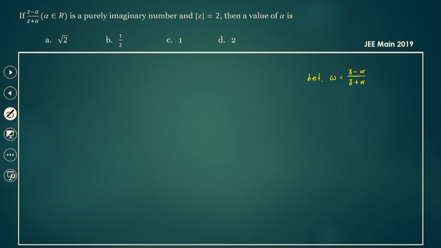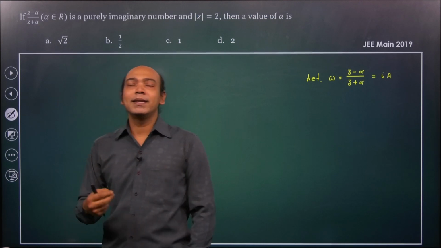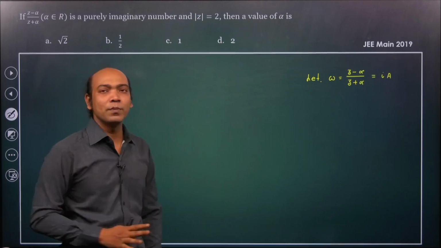Now here, this says that it is completely imaginary. So obviously, let us assume it as i into a. Completely imaginary means that it cannot have a real part. So I just assume i a.